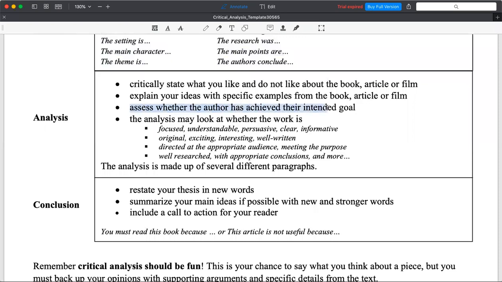After that, you need to assess whether the author has achieved their intended goal. Then you need to analyze whether the work is accurate or not. You need to focus on whether the book is understandable, whether it is persuasive, whether it is informative. However you figure out that kind of information, you need to include it in the analysis part of your lecture or your email or your essay or your answer to the question, to have a strong way of communication.